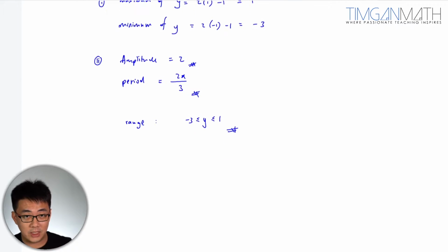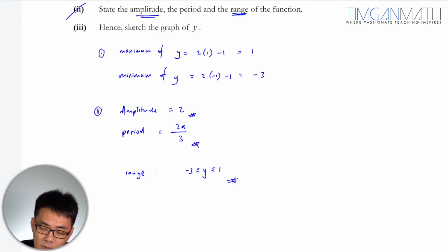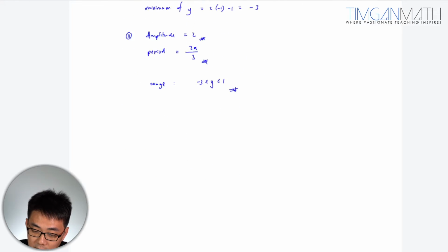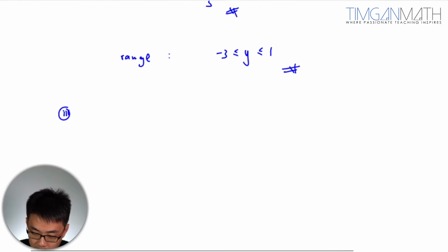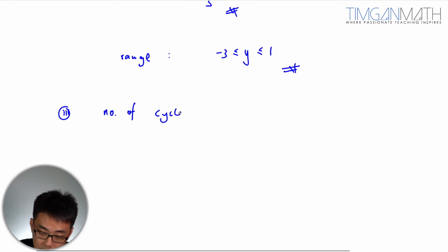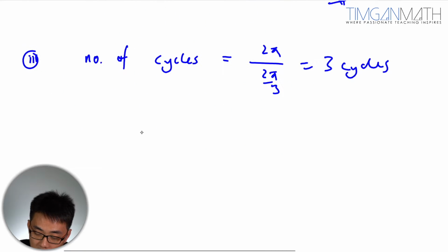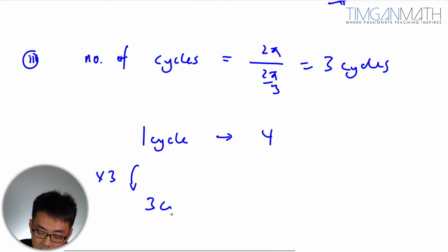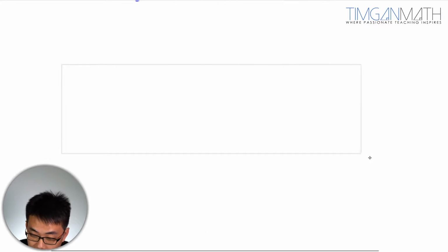Okay, so let's see how we can sketch the graph of a translated curve here. Similarly, we're going to decide the number of cycles required. Here, we are looking at 0 to 2 pi. The number of cycles is 2 pi over 2 third pi, which is 3 cycles. Every one cycle is 4 columns, so 3 cycles will be 12. So I need to draw 12 columns here.